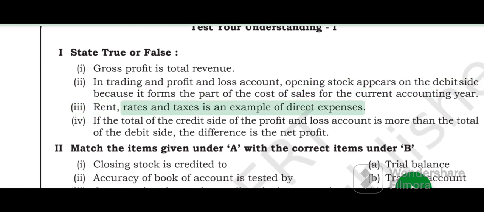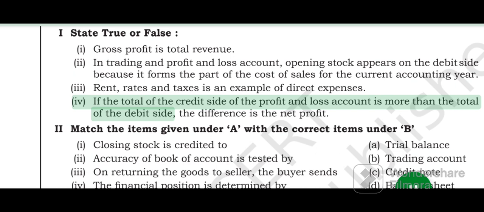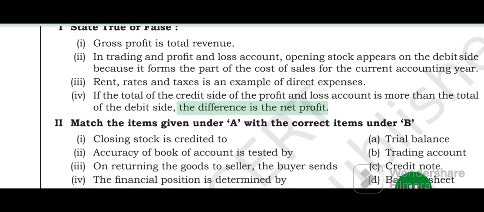III. Rent, taxes is an example of direct expenses. IV. If the total of the credit side of the profit and loss account is more than the total of the debit side, the difference is the net profit.